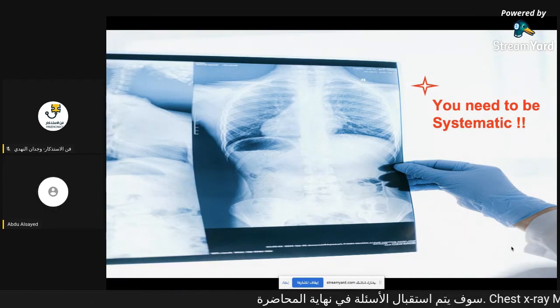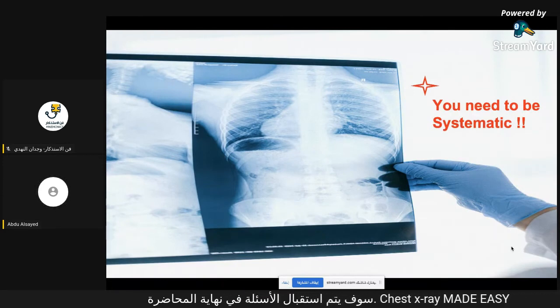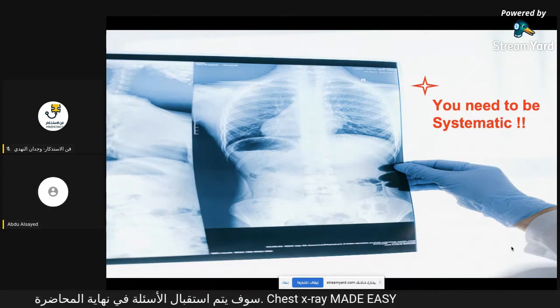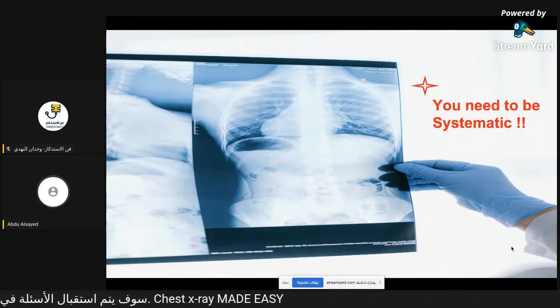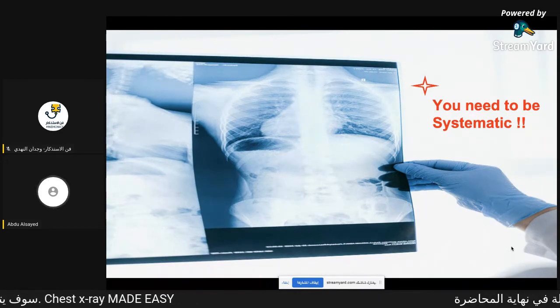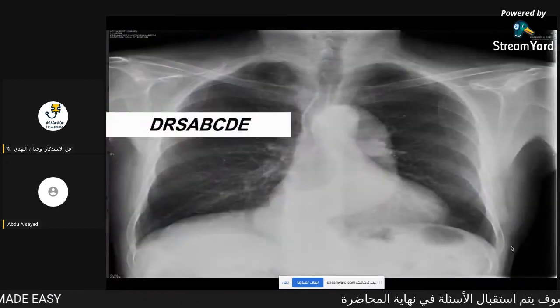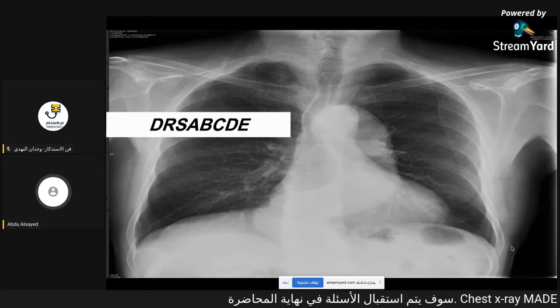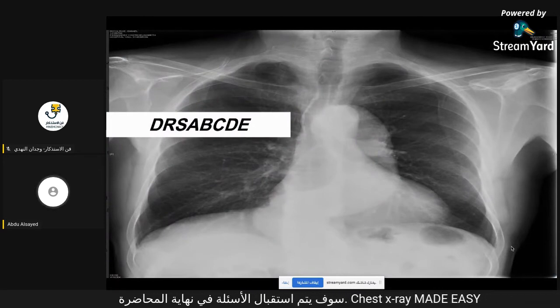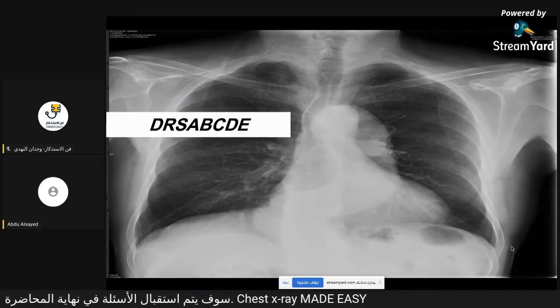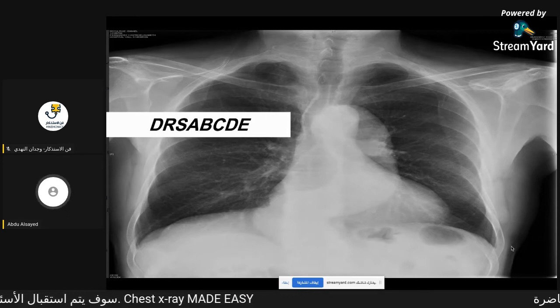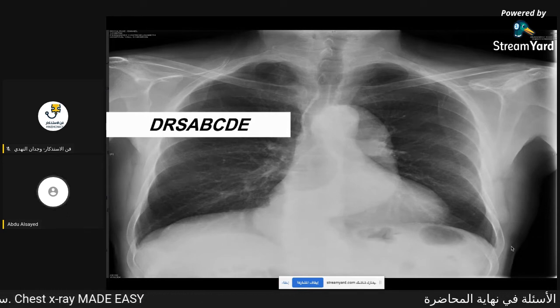I will teach you something called the doctors ABCDE mnemonic. We can be systematic with it. It's easy to memorize, and we can easily follow it. It's a sequence, it's so easy. We will talk about it.